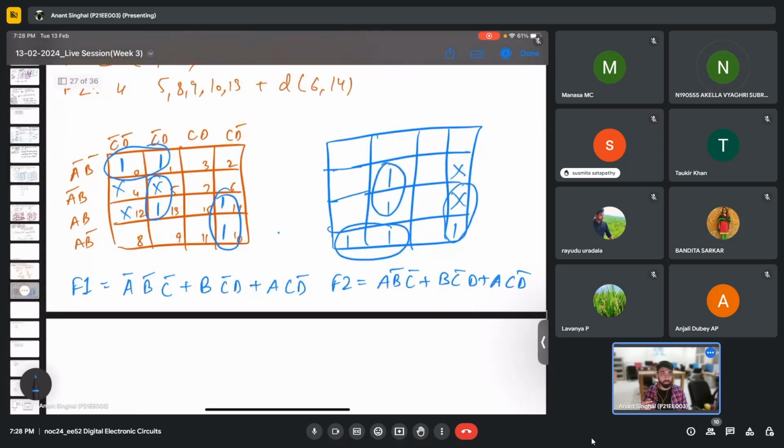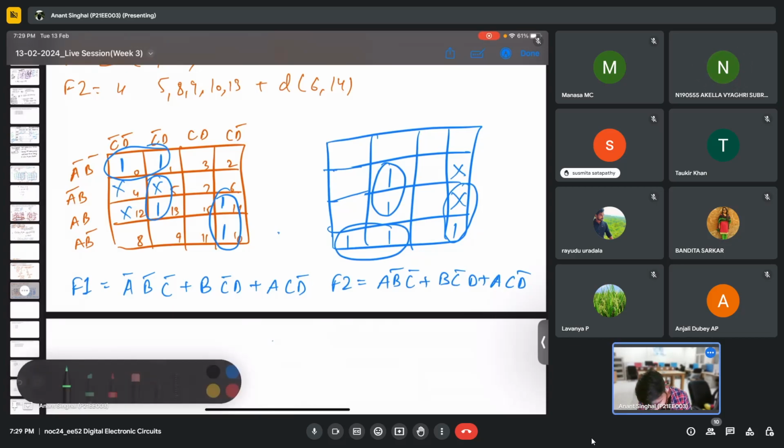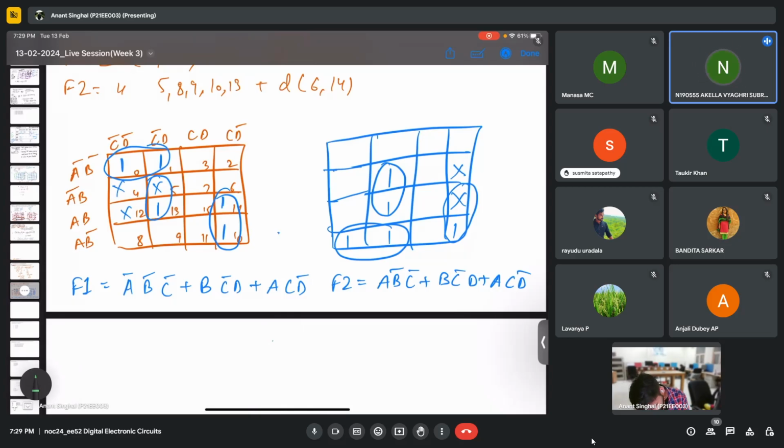So Sir, can't we use a quad using don't care, sir? That means 0, 1, 4, 5, and 4, 5, 12, and 13. Is it correct or wrong, sir? It will be fine if we can use the quad. Okay, sir.